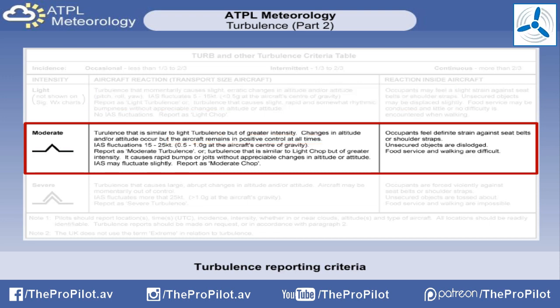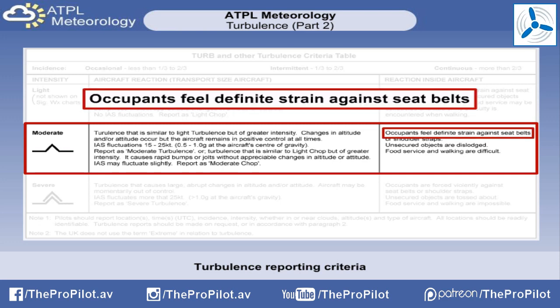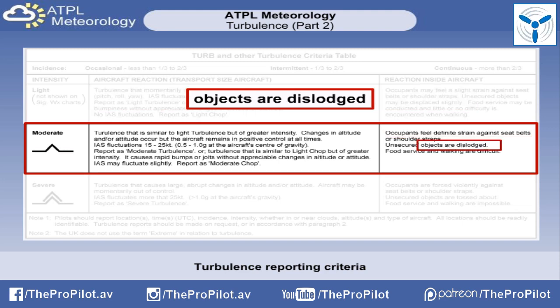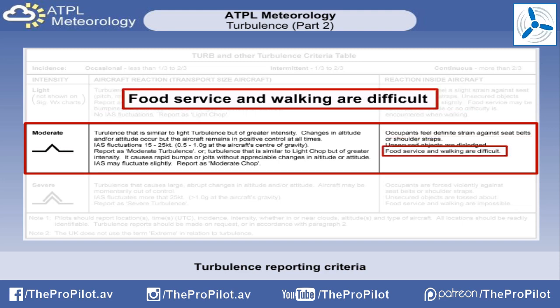Looking at the reaction of the occupants, we would report moderate turbulence any time passengers feel definite strain against the seat belts, if objects are dislodged, and food service and walking is difficult.